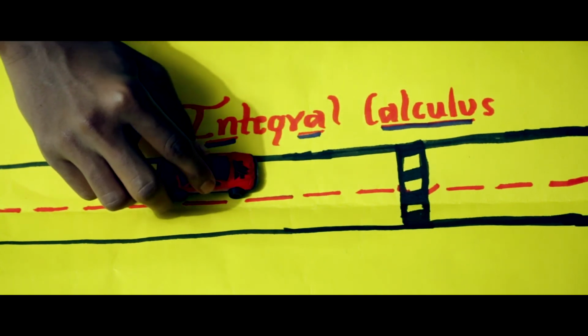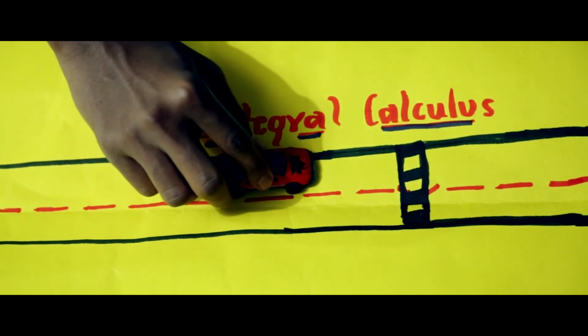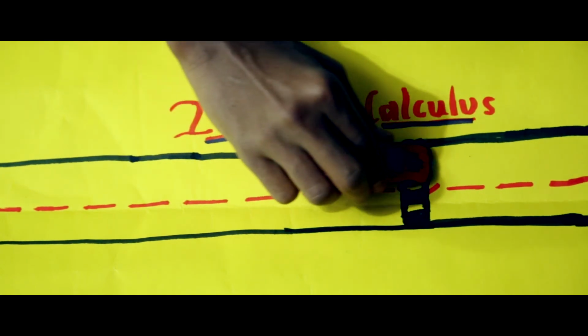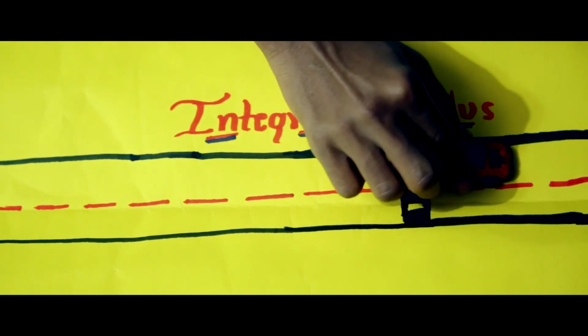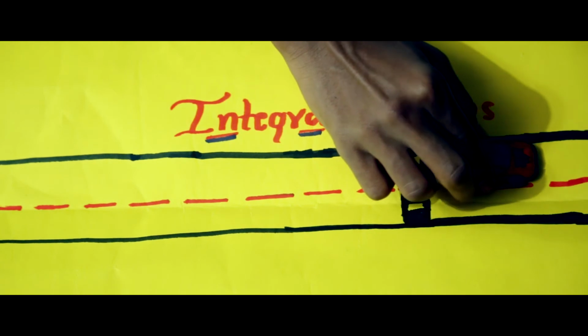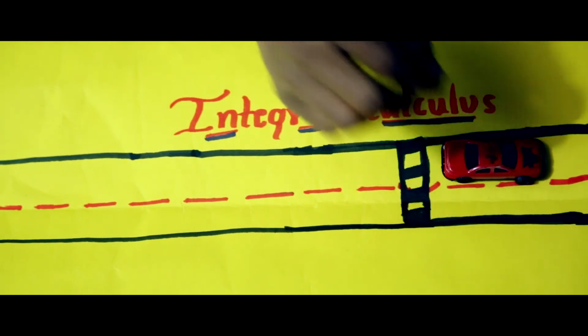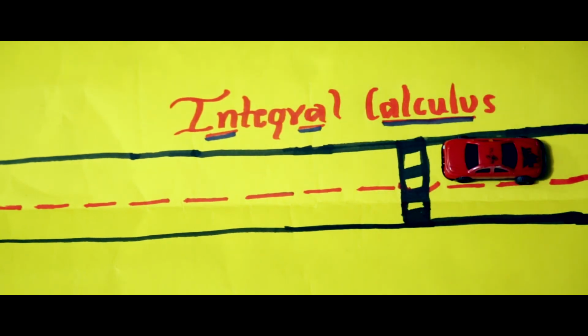Now, let's suppose that due to the road conditions, the car is speeding up and then slowing down. In other words, the speed is changing. Now we have a more realistic problem. How can we determine how far the car will travel in 3 hours? The answer lies in integral calculus. The total displacement of the car can be found by taking the integral of the car's velocity with respect to time.